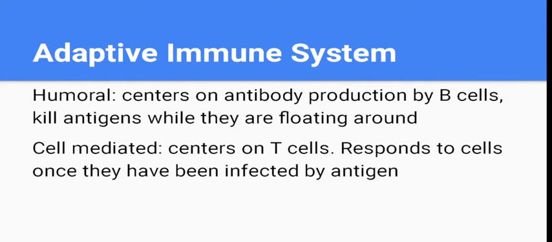Adaptive immunity, so again, humoral and cell mediated. Humoral is more like antibody production by B cells, and they kill antigens while they're floating around. Cell mediated centers on the T cells. It kind of responds to cells once they've been infected by an antigen.